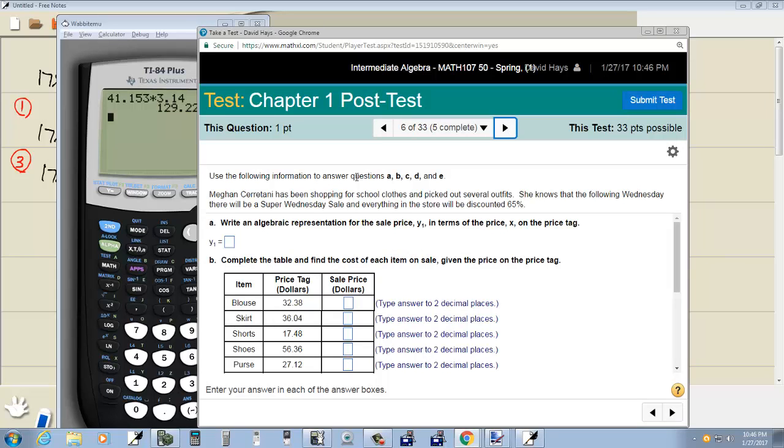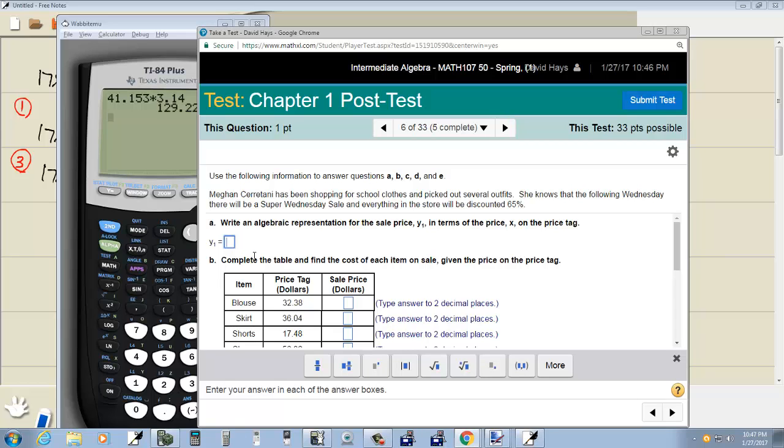Use the following information to answer questions A, B, C, D, and E. Megan has been shopping for school clothes. Okay, so she's sales. Everything in the store will be discounted 65%. Write an algebraic expression of the sale price y1 in terms of x on this sale price. For the sale price y1. And everything in the store will be discounted by 65%. So that means we're going to take the price, which is x, and we'll subtract 65%.